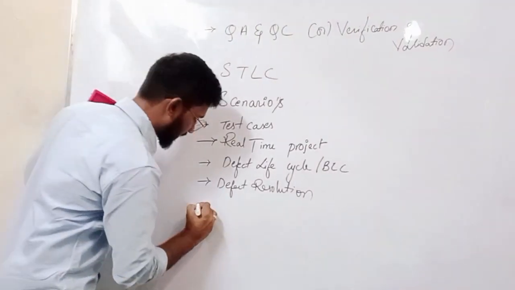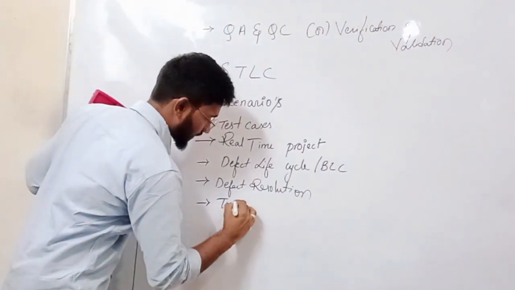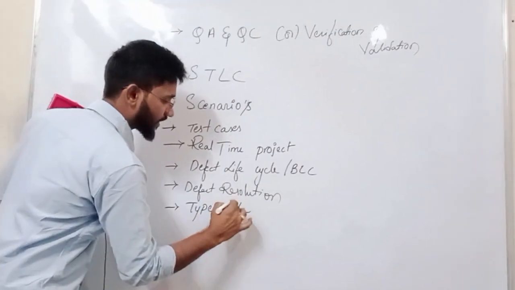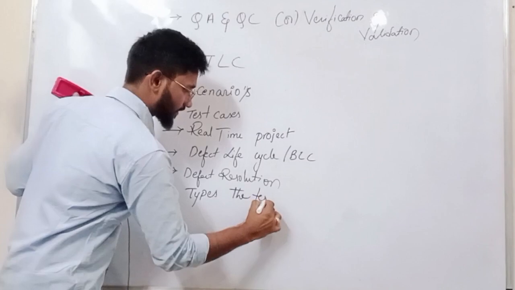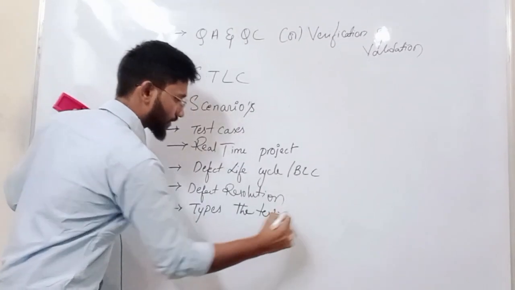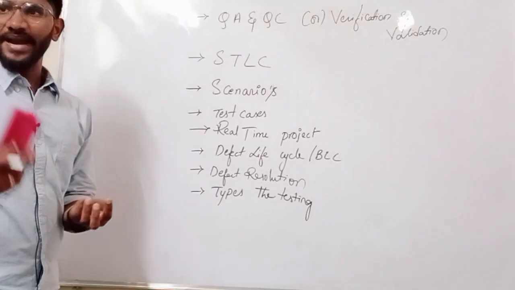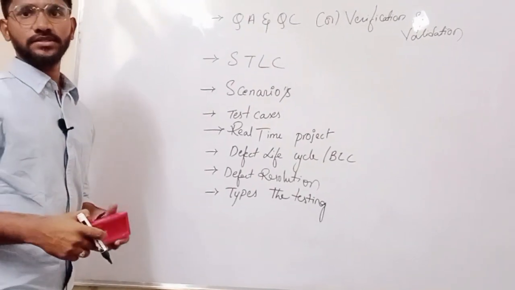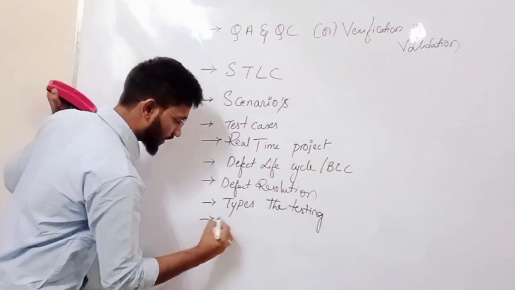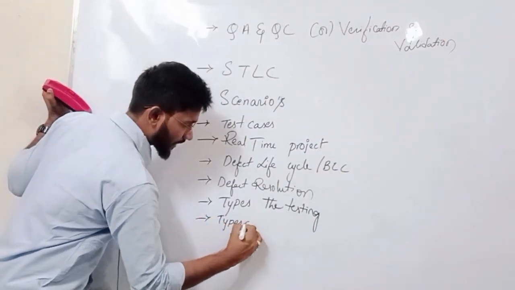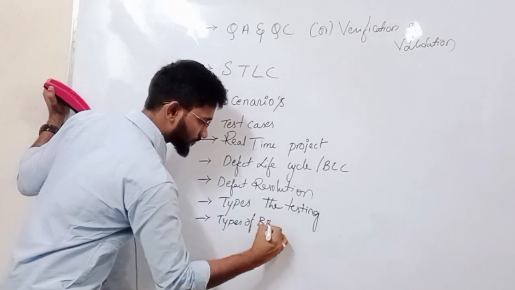And after completing this, next we are going to be discussing, from here onwards, where our real-time testing will be involved, types of testing. In types of testing we have black box, white box and gray box. Here we are going to do the introduction. And next, types of black box testing.